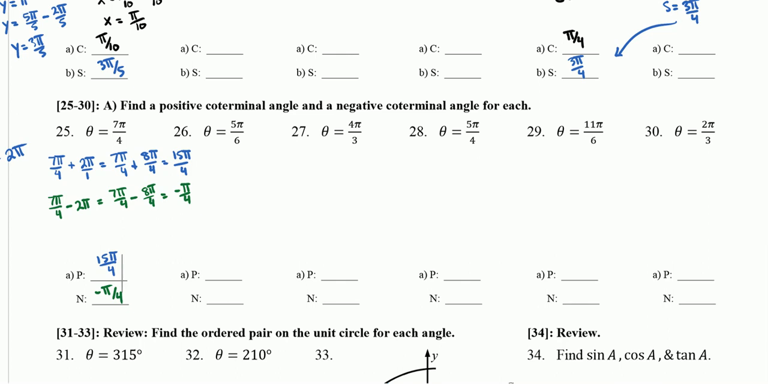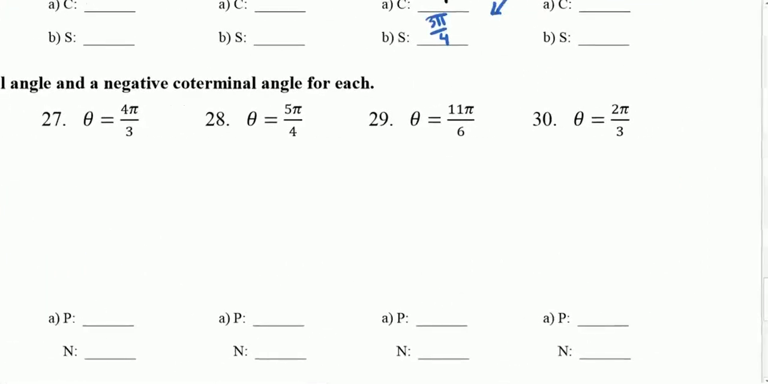We'll do that one more time with number 29. For the positive, I'm going to take 11 pi over 6 and add 360 degrees, which in radians would be 2 pi. Need a common denominator, so 11 pi over 6 plus multiply top and bottom of the 2 pi over 1 by 6, and you get 12 pi over 6. So we end up with 23 pi over 6.